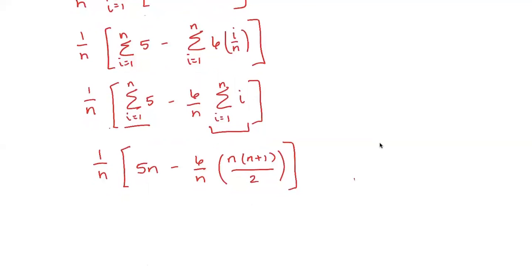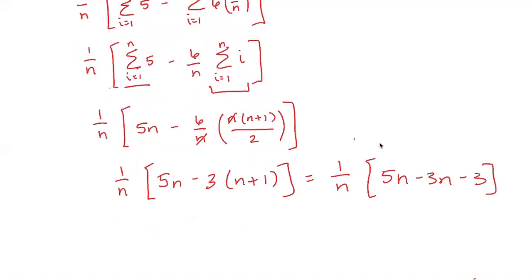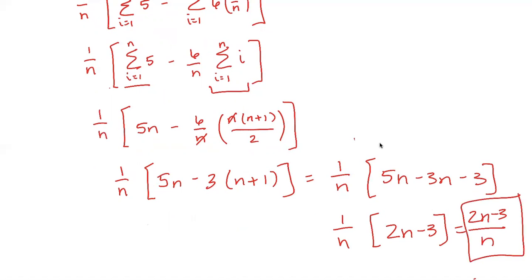Now it's a matter of simplifying. The n's would cancel. Then you have 1 over n, 5n. The 6 over the 2 actually gives me a 3, so minus 3 times n plus 1. Simplify that even farther: 1 over n, we would have 5n minus 3n minus 3. Combine our like terms. We have 1 over n times 2n minus 3, which gives us 2n minus 3 all over n. And that would be our solution.